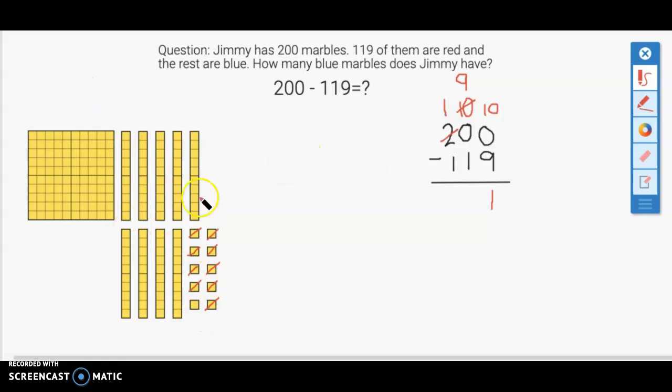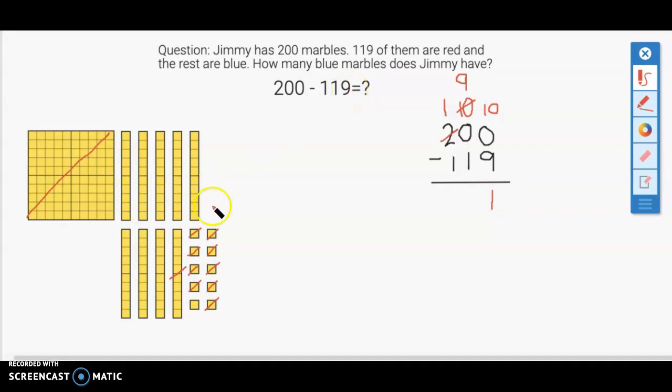Let's go back to our base 10 blocks. Our next step would be to go to the tens place, and it shows that we need to take away one group of 10. We have plenty of tens, so we just need to mark out one group of 10. Our next step is to go to the hundreds place, and we need to mark out one group of 100, and we see we still have one group of 100. So now, after doing this, we've taken away all we need to take away.